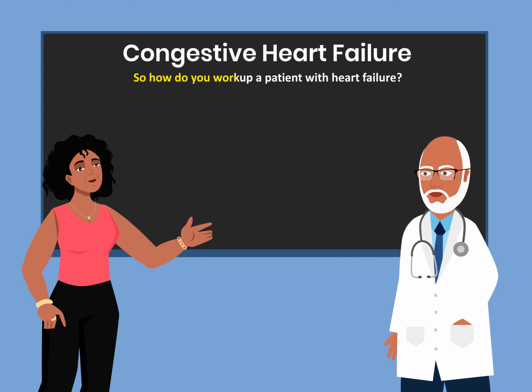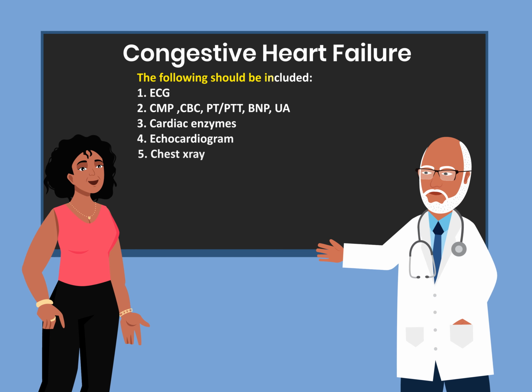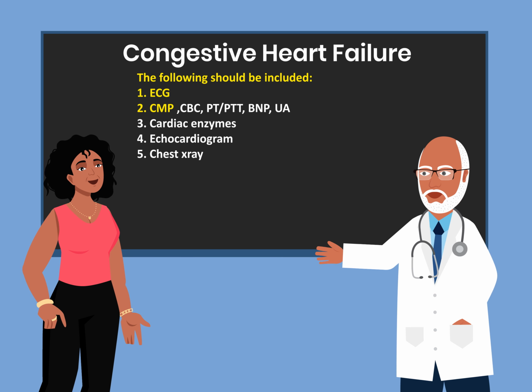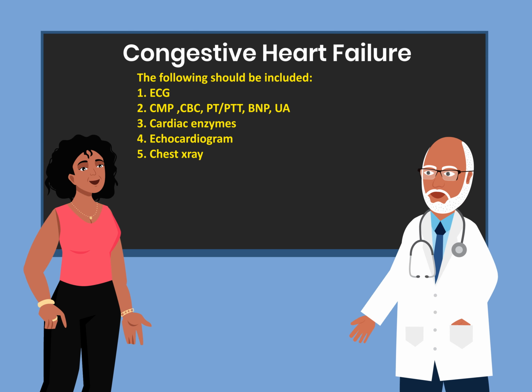So how do you work up a patient with heart failure? The following should be included: an EKG, complete labs including CMP, complete metabolic profile, a CBC, PT, PTT, BNP, and UA. Cardiac enzymes should also be included, and an echocardiogram should be performed in the ER if possible, and of course a chest x-ray.